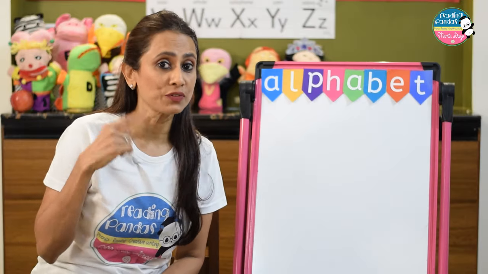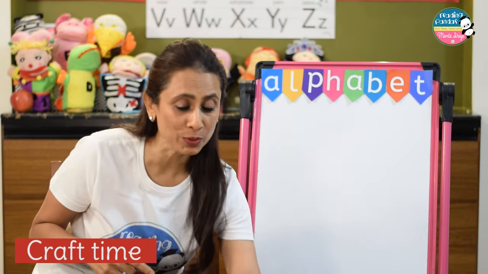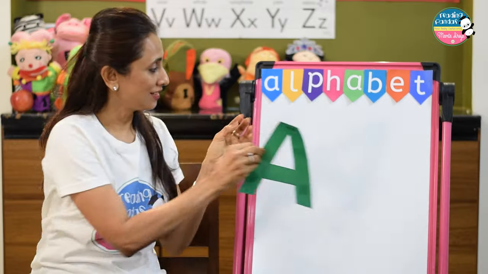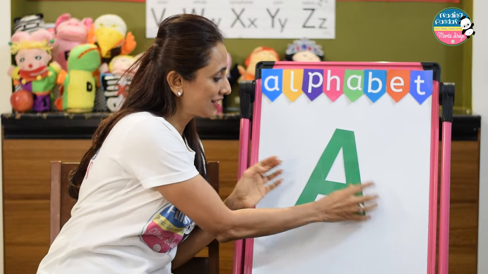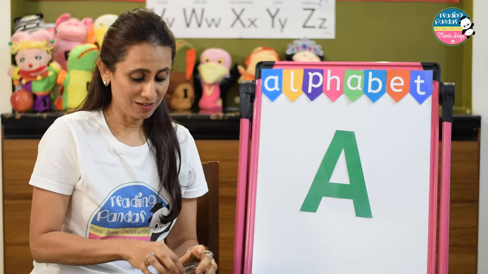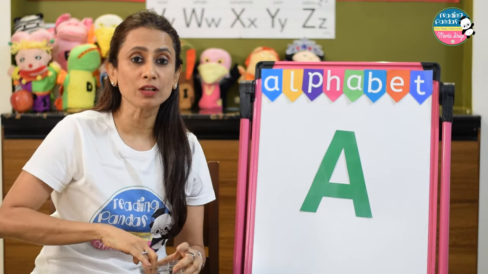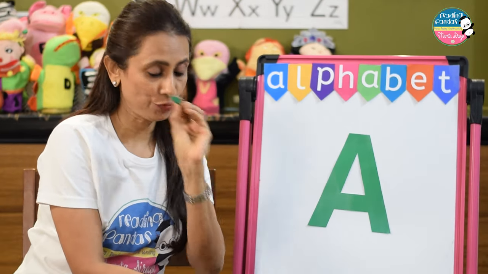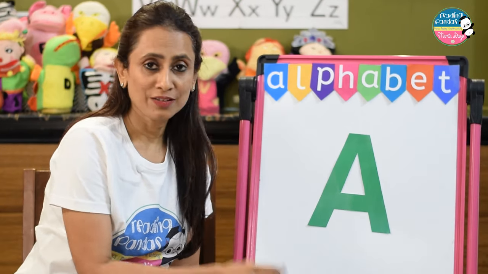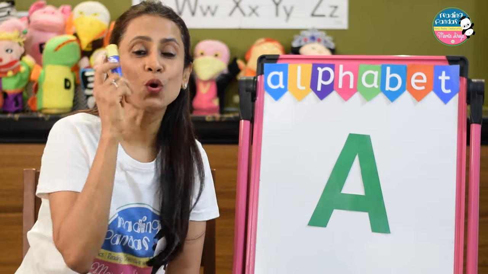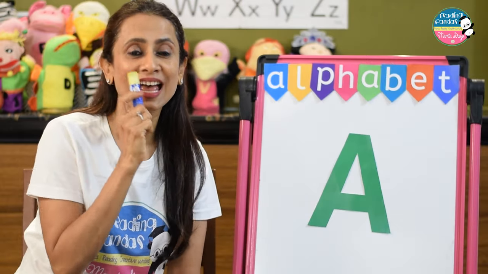And now it's craft time. So I want you to quickly get your letter A cut out here. Yes. And before I start, make sure you have all the cutouts ready. We have some green triangles here. We have an eye here. And make sure you always have your glue stick handy.